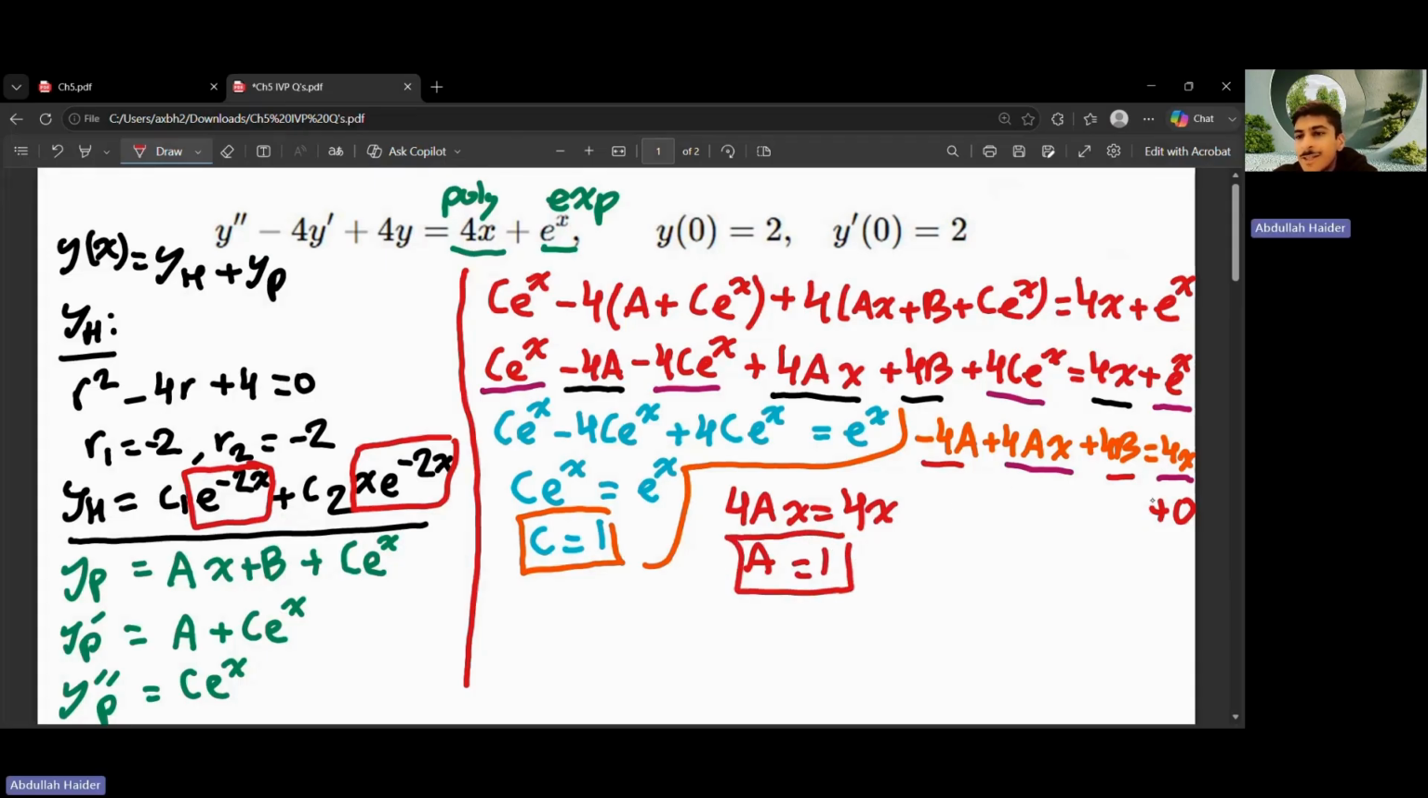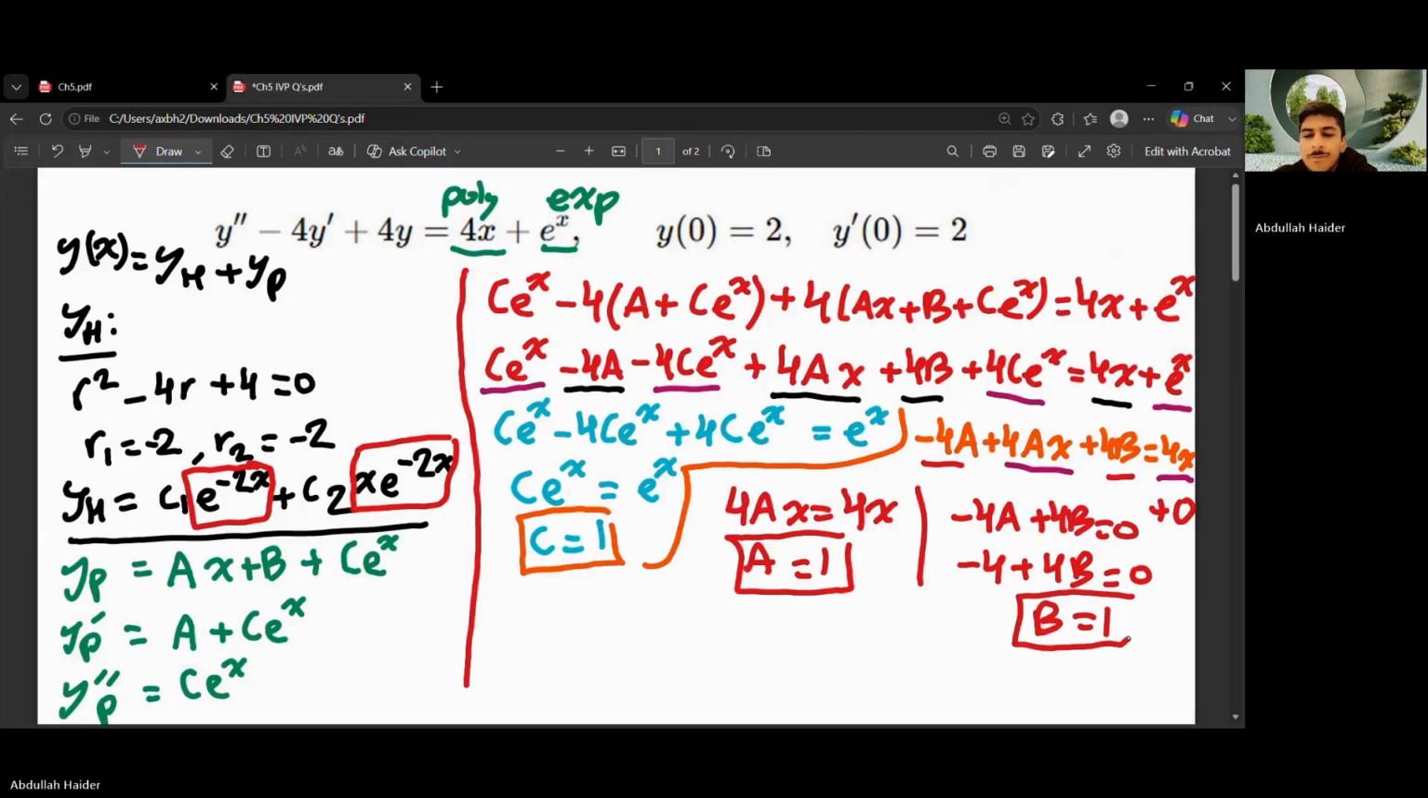And then since we have nothing apart from 4x, we'll assume that we have a 0 here, and we'll do minus 4a plus 4b is equal to 0. So we already got a equals 1 from here, so minus 4 plus 4b is equal to 0. b is equal to 1. So we have got it. So we've got our a, b, and c.